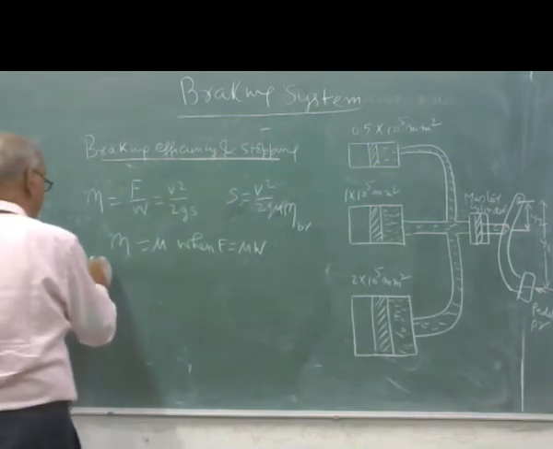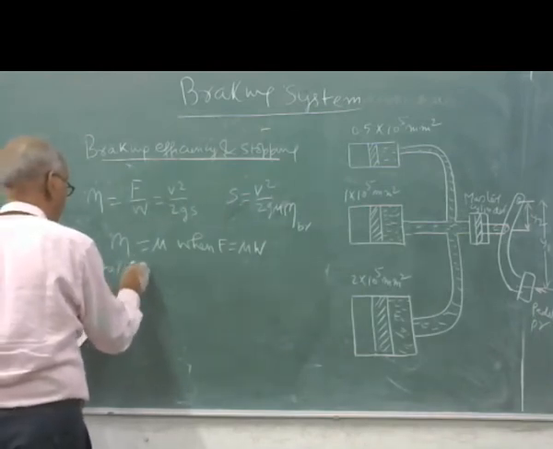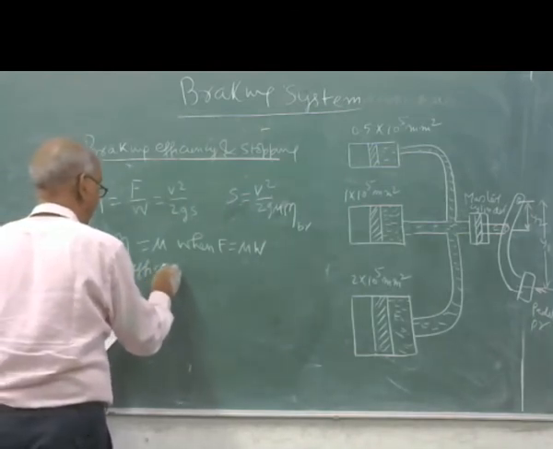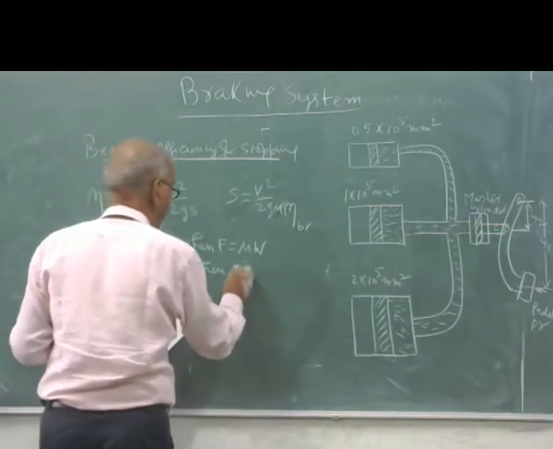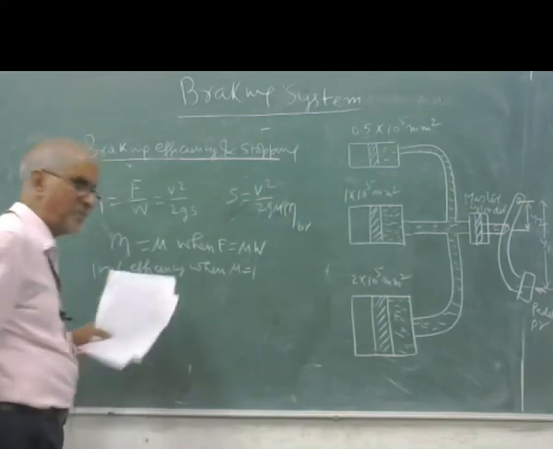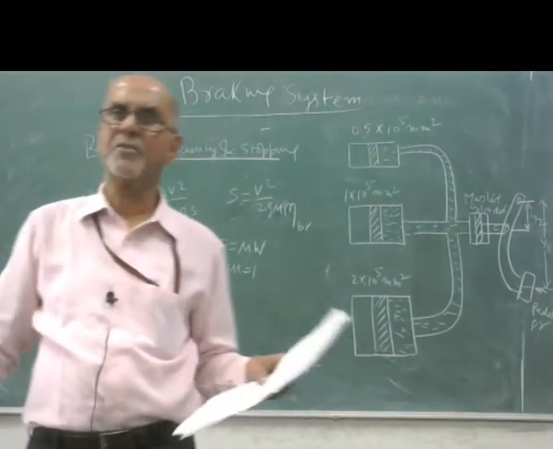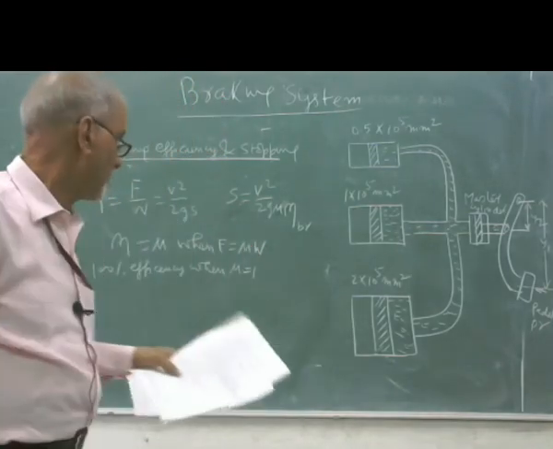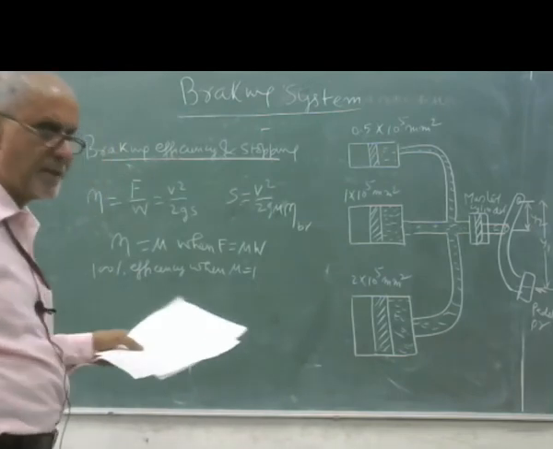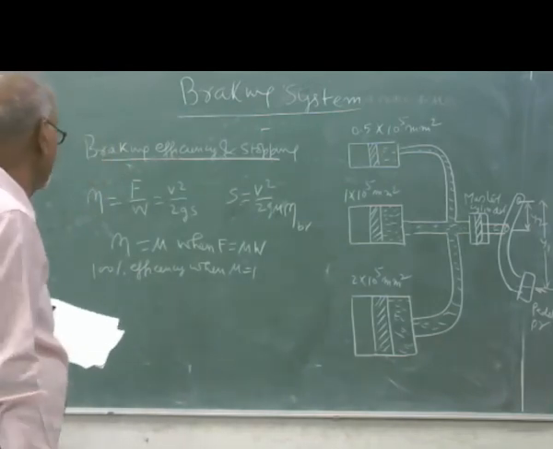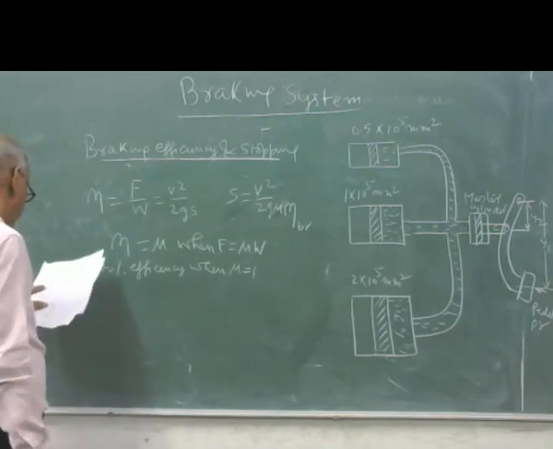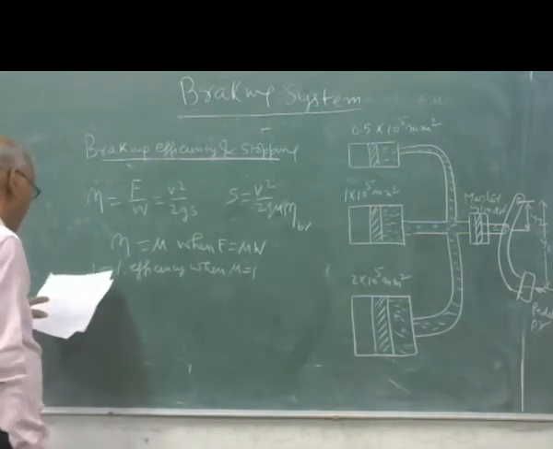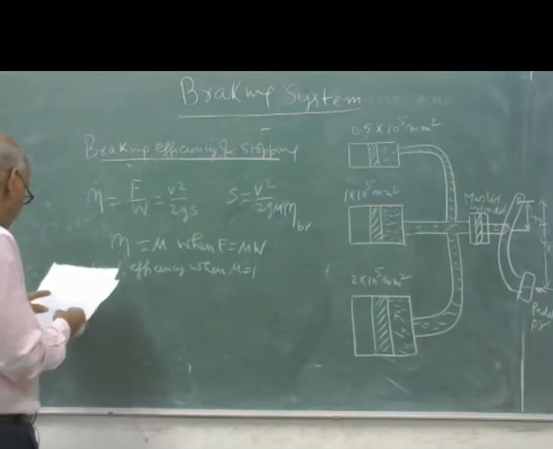100% efficiency will be there when mu is equal to 1, which is practically not possible because roads have their frictional effect. A variety of roads are there, and friction will always be there. So 100% efficiency is practically not possible. Braking efficiency is 100% when mu is equal to 1.